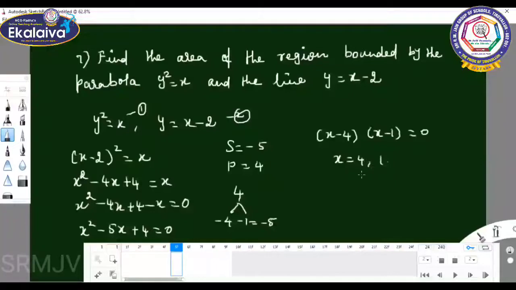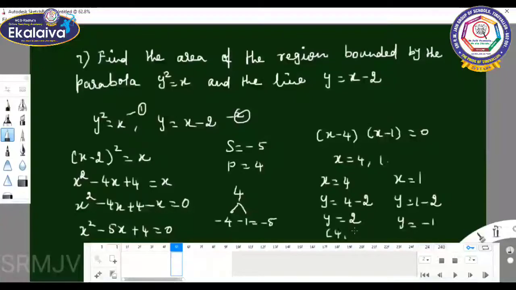So the intersecting points are x equal to 4 and x equal to 1. So what about the y value? If x equal to 4, y equal to 4 minus 2, y equal to 2. If x equal to 1, y equal to 1 minus 2, y equal to minus 1. The intersecting points are 4 comma 2 and 1 comma minus 1.